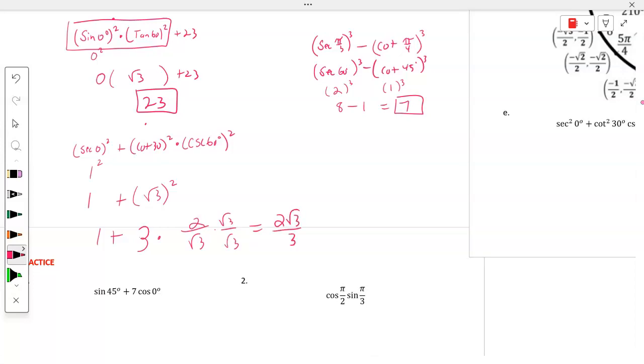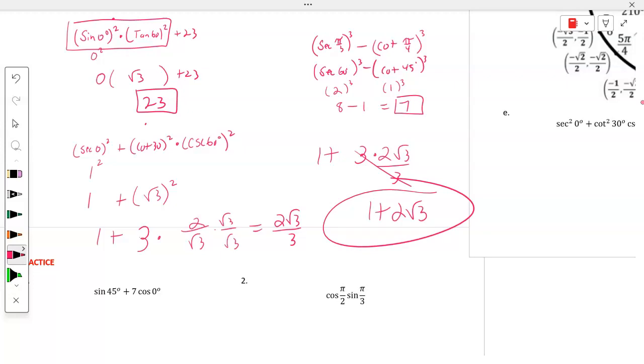So to finish this off, we're going to do 1 plus 3 times 2 root 3 over 3. Remember, PEMDAS is still a thing. What comes first, addition or multiplication? Well, multiplication comes first before addition. So these are going to cancel, and we end up with 1 plus 2 root 3, which again, we're going to leave in radical form.